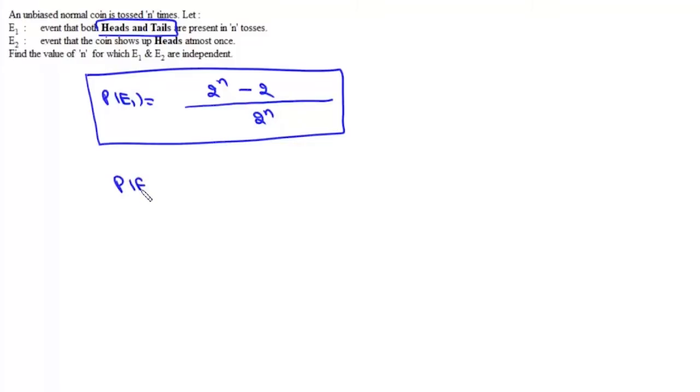Now we need to find probability of E2, and E2 is the coin shows up heads at most once. So that means total is 2 to the power n. Now here we have only 2 cases, either no heads, which is only one case when it is all tails, plus the case when we have 1 head and n minus 1 tails. Now this 1 head can occur at any of these n positions, so it can be done nC1 ways. So this probability of E2 is 1 plus n upon 2 to the power n.